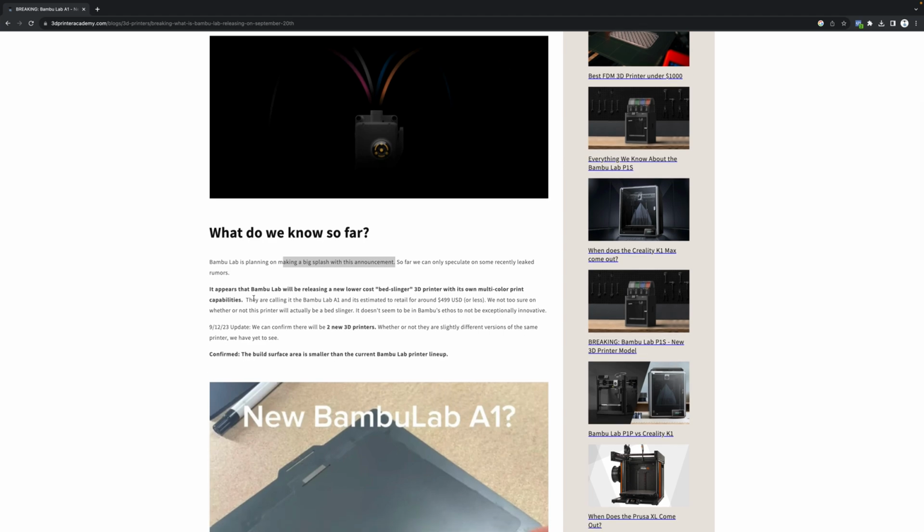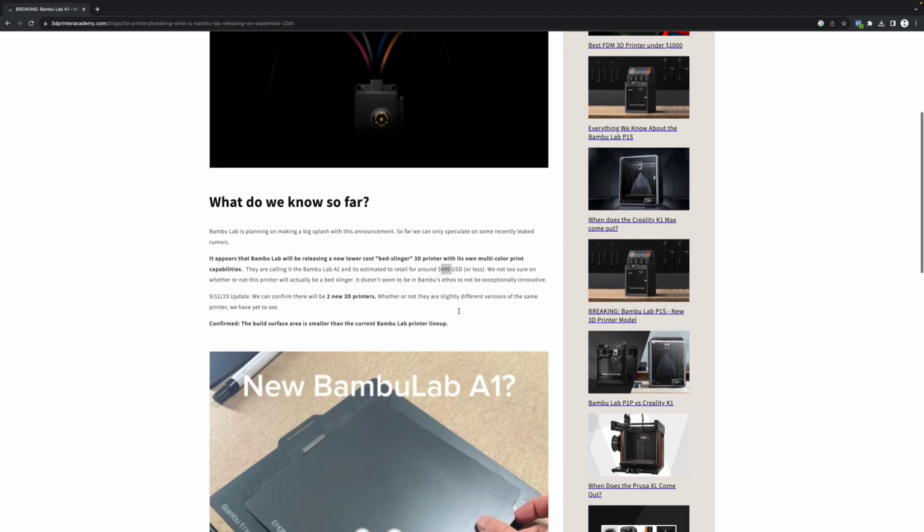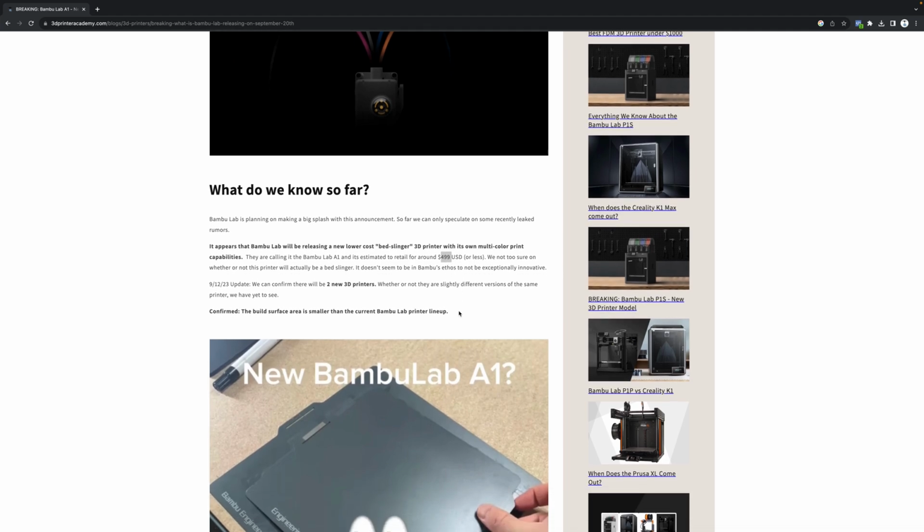And it appears that Bambu Lab, we're pretty sure it's going to be a lower cost 3D printer. Whether or not it is a bed slinger is still up in the air. However, it seems like it could potentially be a bed slinger or a smaller Core XY printer. So we're not sure on that yet. And in terms of price, it's going to be cheaper, most likely around $499 USD or less, in my opinion.